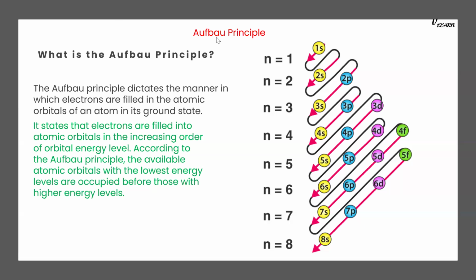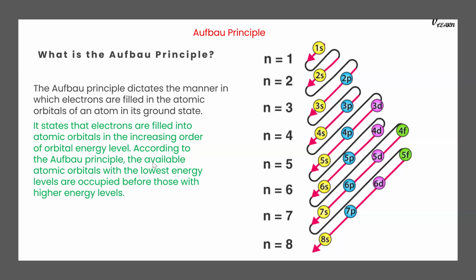In today's video, we will see about the Aufbau Principle. So what is the Aufbau Principle? It dictates the manner in which electrons are filled in the atomic orbitals of an atom in its ground state. So it completely deals with the position of an electron in the atomic orbitals of an atom only at its ground state. Okay.